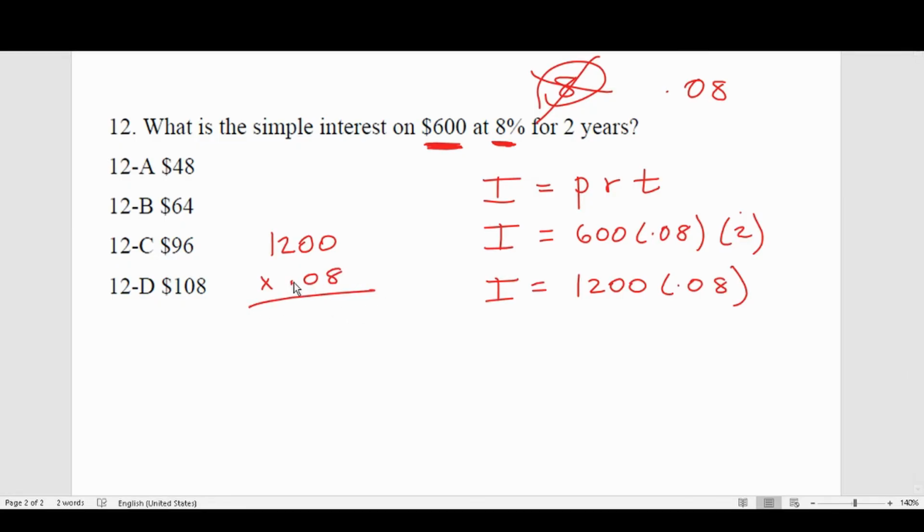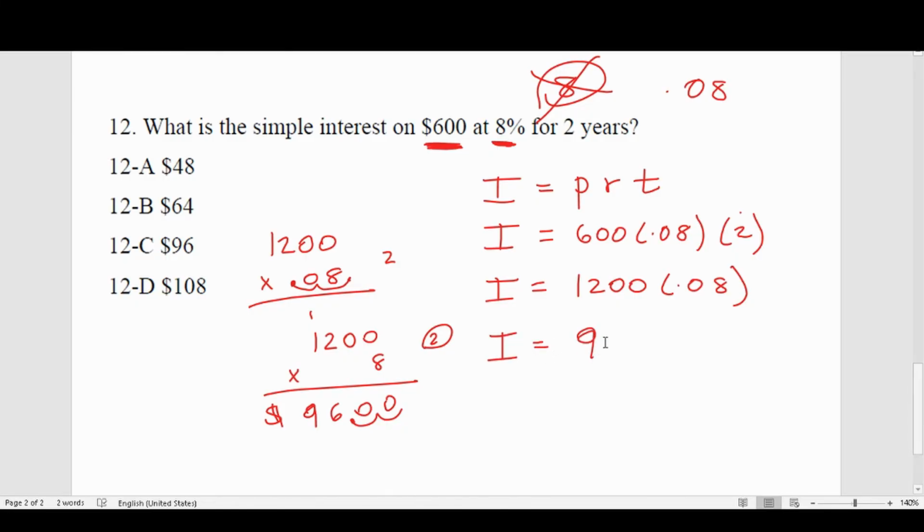Okay, and to make 0.08 into a whole number, move this decimal 2 times. So in reality, I'm working out this problem: 1200 times 8 with 2 decimals to add back in at the end. 0 times 8 is 0. 0 times 8 is 0. 2 times 8 is 16. Carry the 1. 8 times 1 is 8 plus 1 is 9. Add our 2 decimals back in. 1, 2. So we can see that after 2 years, the amount of interest is $96, which is right here.